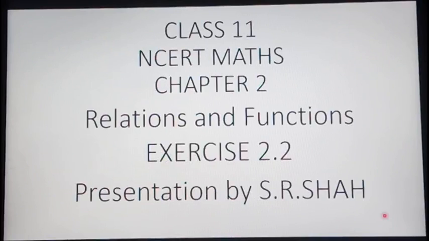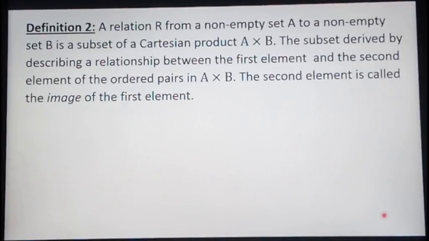Class 11 NCERT Math Chapter 2 Relations and Functions, Exercise 2.2, we will learn in this video. First, let us see the definition.